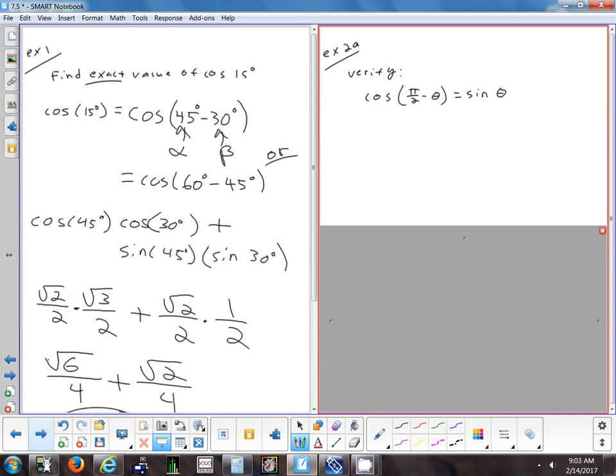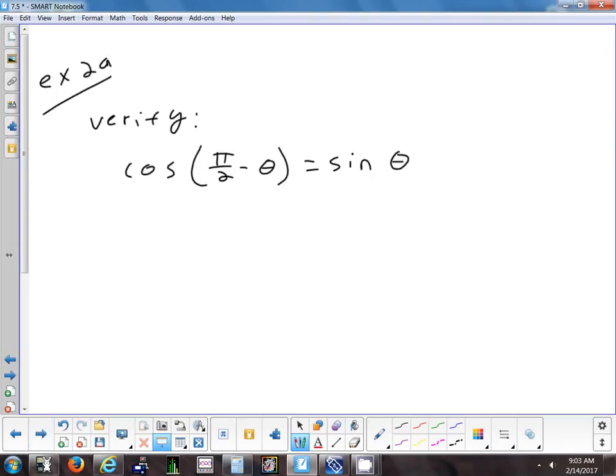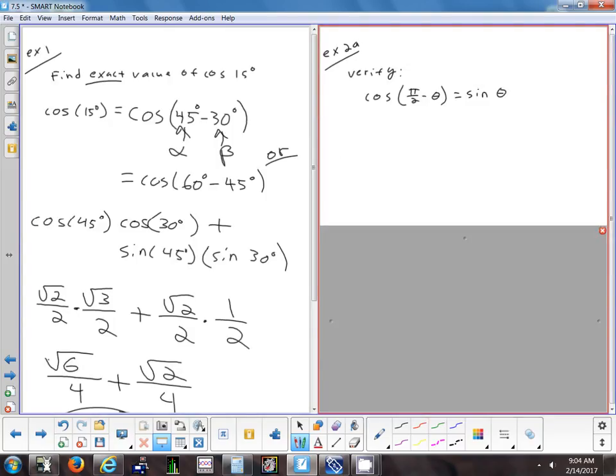Right. Let's try this one. So this is a verify, and it says that the cosine of pi over 2 minus theta somehow turns into just sine. Well, look at what I did in the last problem. Is what I have on the left here similar to what I did in the last problem? Ian, what do you think? Yes, it's the same exact thing. It's cosine of something minus something. So why don't we take what's on the left and do that formula again, and see what happens.